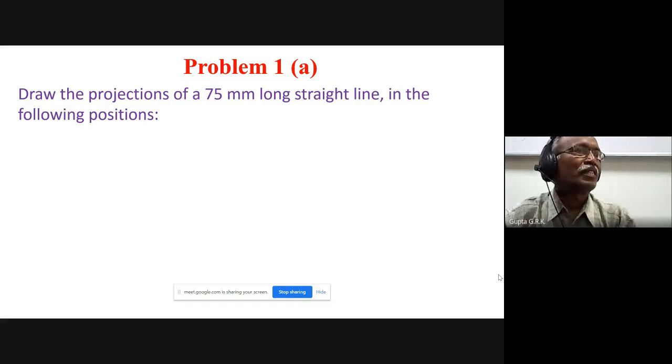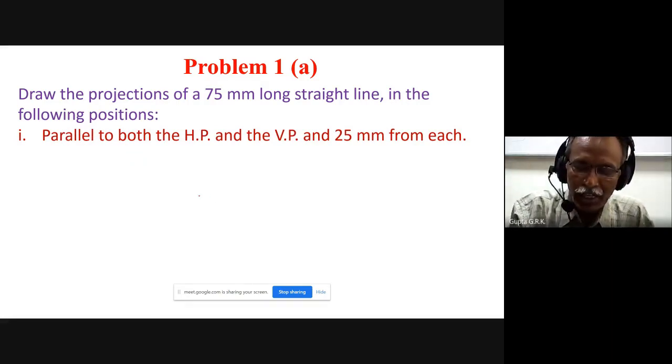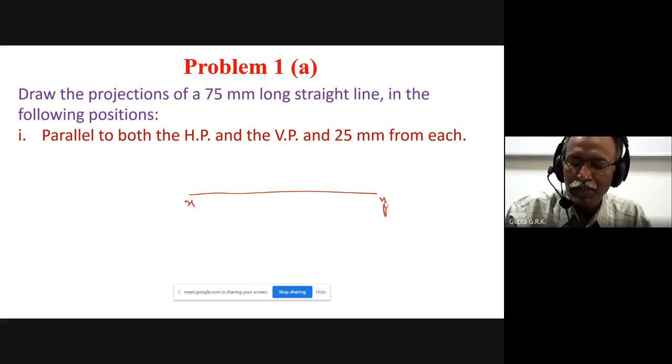So now I see this. Draw the projections of a 75 mm long straight line in the following: parallel to both the HP and the VP and 25 mm from each. So what should I do? I have to draw the XY line.